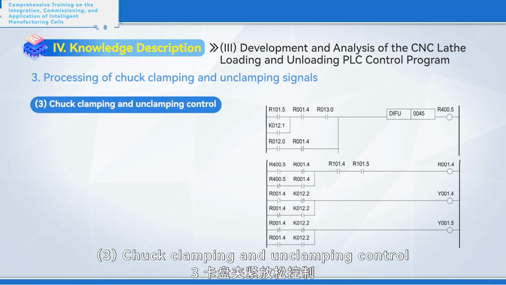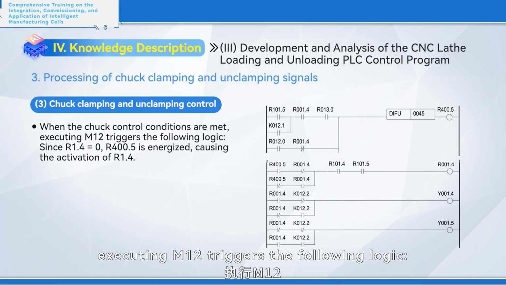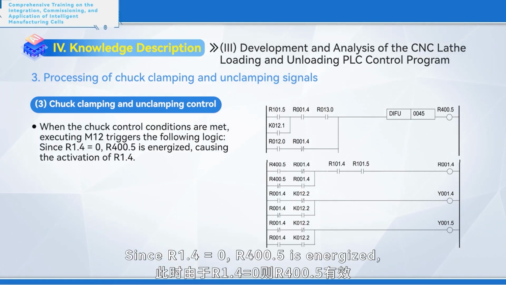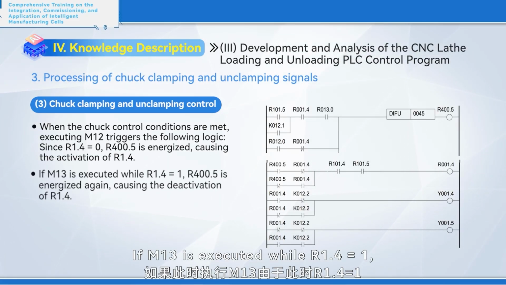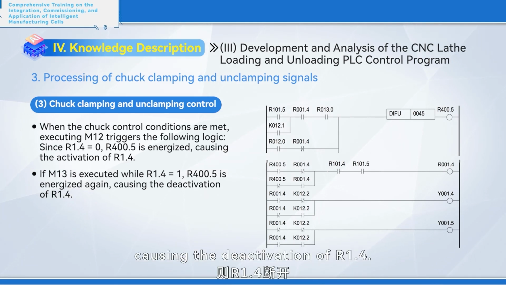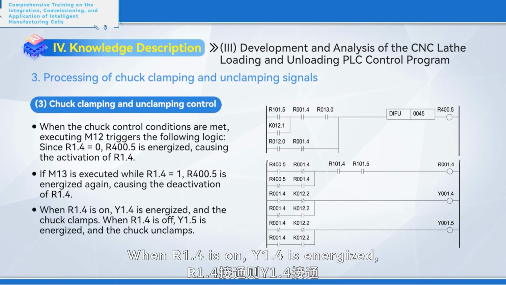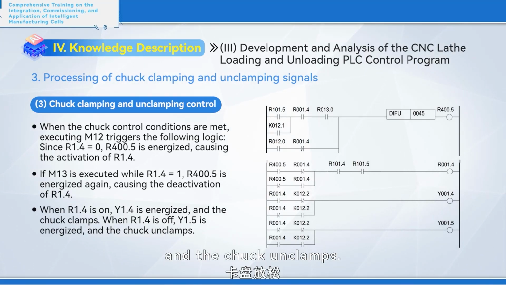3. Chuck clamping and unclamping control. When the chuck control conditions are met, executing M12 triggers the following logic. Since R1.4 equals 0, R400.5 is energized, causing the activation of R1.4. If M13 is executed while R1.4 equals 1, R400.5 is energized again, causing the deactivation of R1.4. When R1.4 is on, Y1.4 is energized and the chuck clamps. When R1.4 is off, Y1.5 is energized and the chuck unclamps.